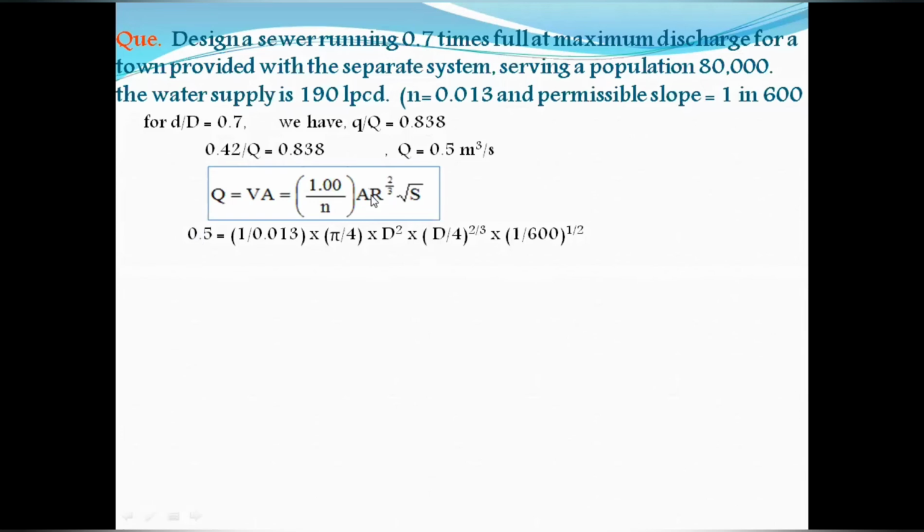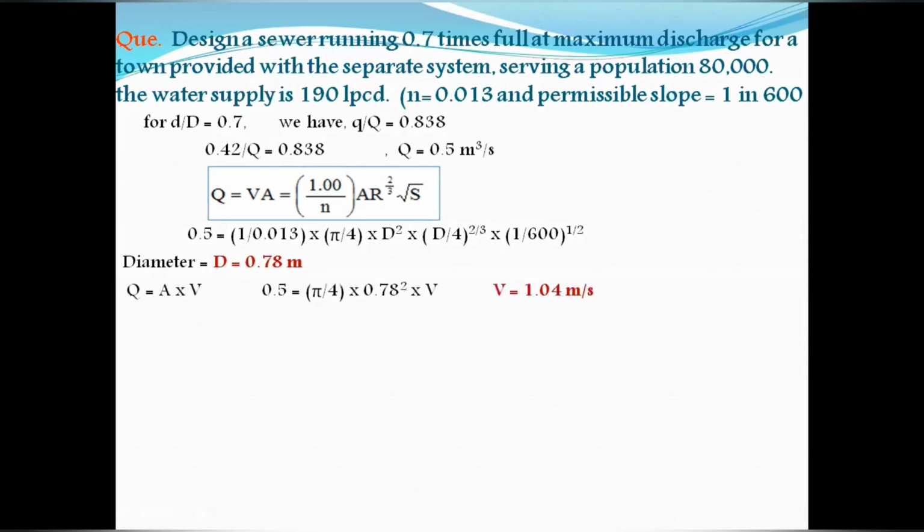Then R is D by 4 raised to 2 by 3. When the sewer is running full, the value of R is D by 4, and this quantity of sewage is for the fully running sewer. Okay, and the value of S is given as 1 by 600. After putting all these values, we get the value of D as 0.78 meter. That means we have to design the sewer for the dimension of 0.78 meter.